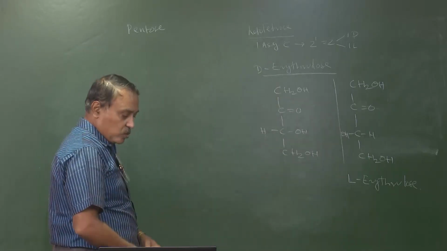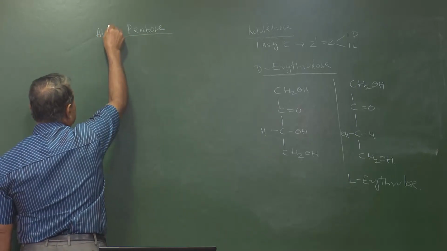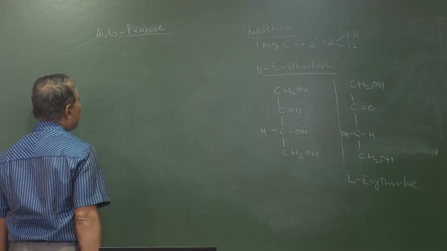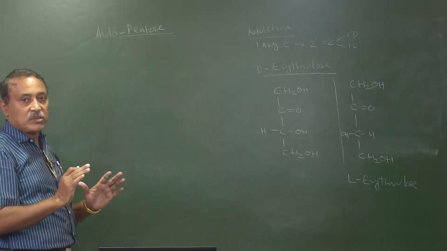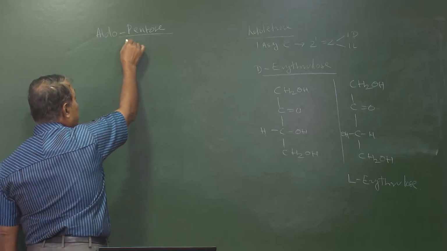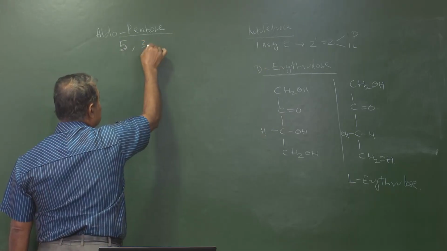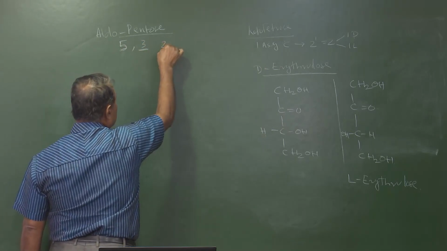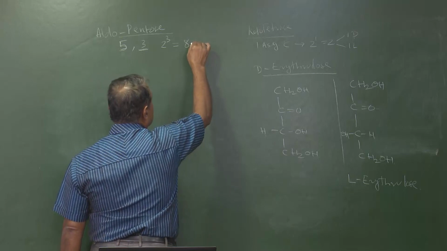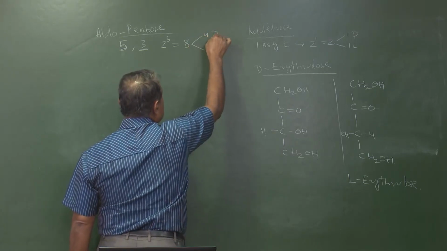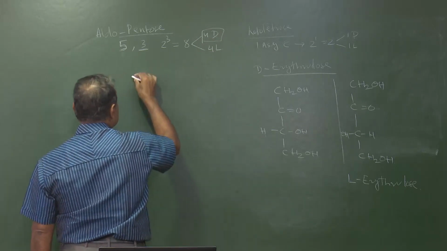While coming to pentose, I will first deal with the aldopentose. In the aldopentose, we have 5 carbon atoms. Out of these 5, 3 are asymmetric. So there will be 2 to the power 3, that is 8 isomers. Out of these 8, 4 will be D and 4 will be L. And what are these 4 Ds?